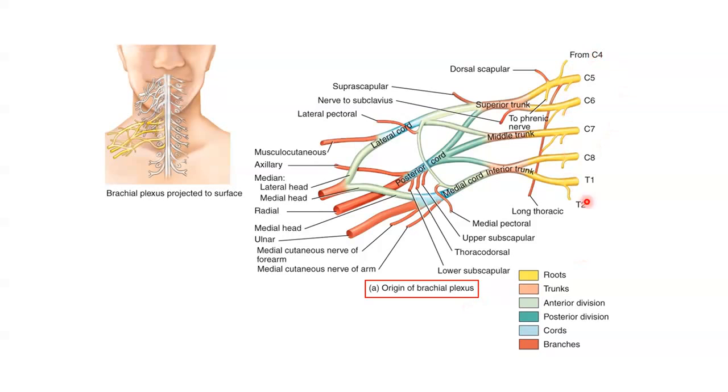So if we have a look here, these are the anterior rami from each of these nerves. So for example, this is the C5 nerve, or the spinal nerve that exits below the fifth cervical vertebra. It branches off into the anterior rami. It then joins C6, C7, C8, and T1 and 2 to become a plexus.